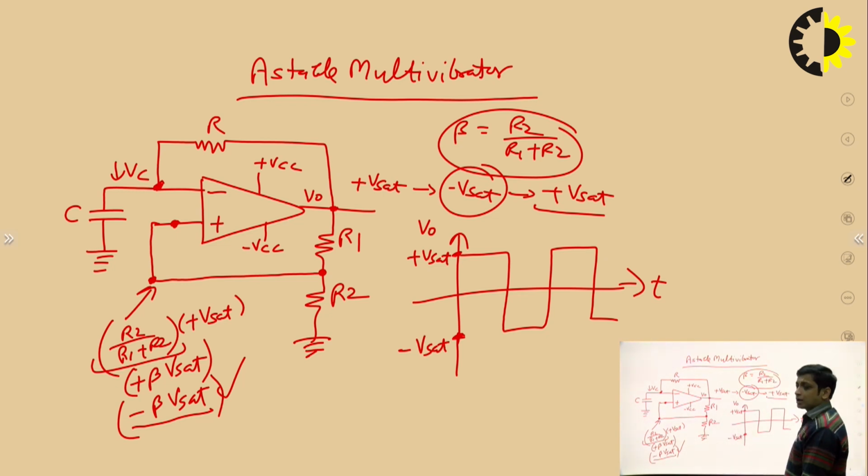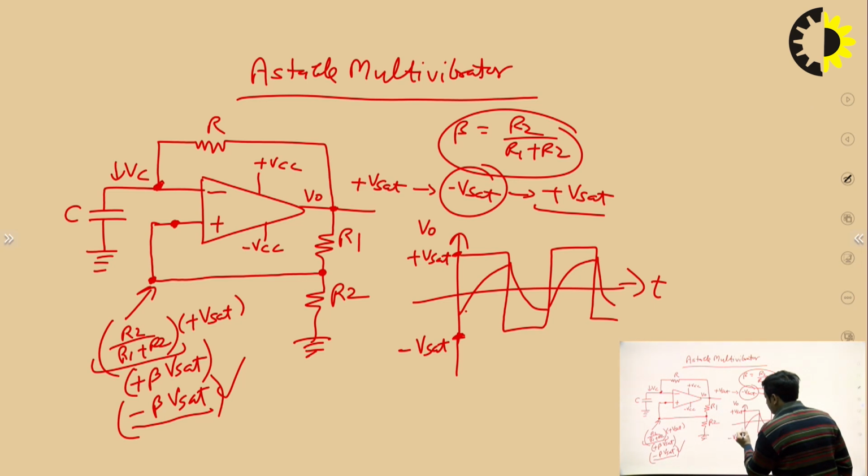And if we draw the capacitor voltage waveform, then you can see that when the output is at plus V set, the capacitor is charging, and when the output is at minus V set, the capacitor is discharging. When the output is at plus V set, again the capacitor is charging. When the output is at minus V set, again the capacitor is discharging. And the capacitor charges and discharges between the voltage levels minus beta V set and plus beta V set.